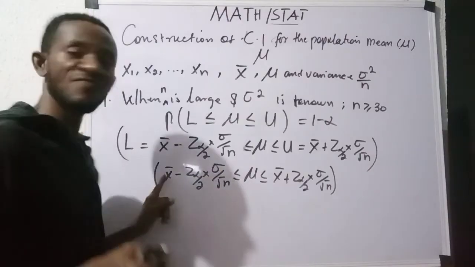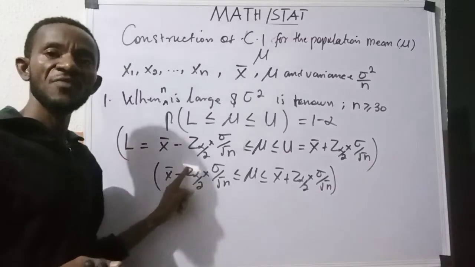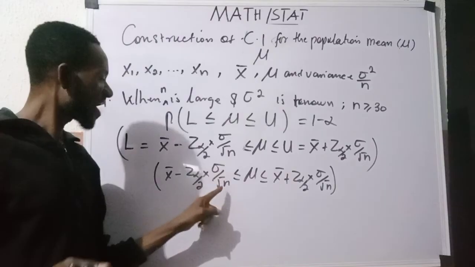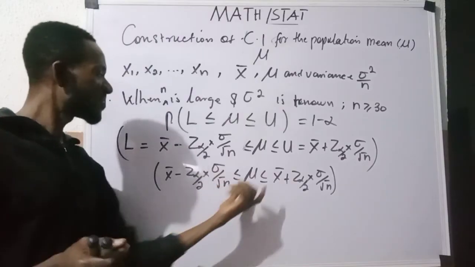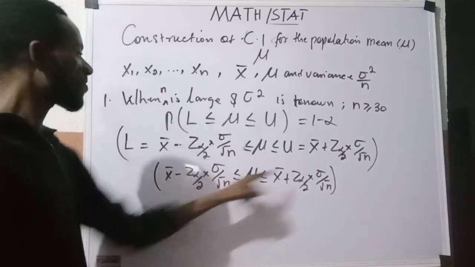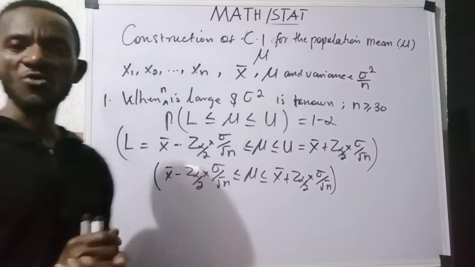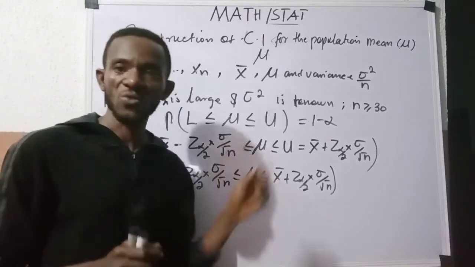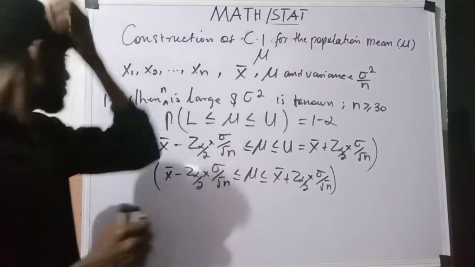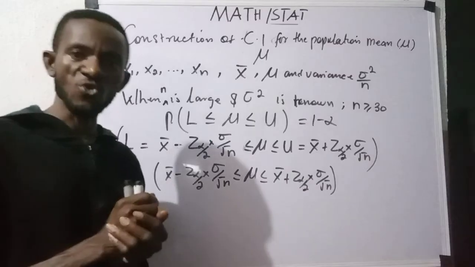Therefore, the moment you know the value of your x bar, your z of alpha over 2, your sigma, and your n, and you substitute them here, you'll be able to know the confidence limits that are going to contain this unknown population parameter mu, which is the population mean. This condition is when n is large and sigma is known.